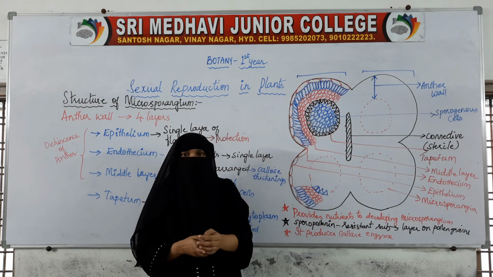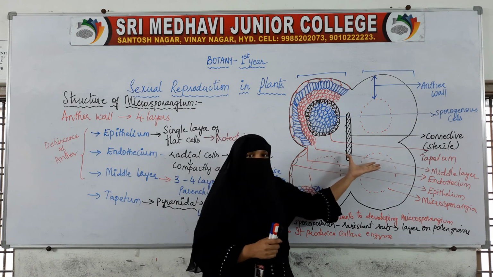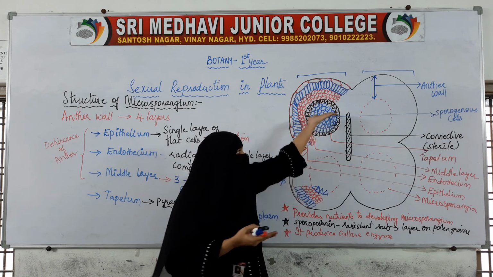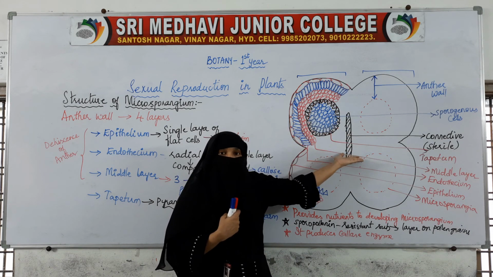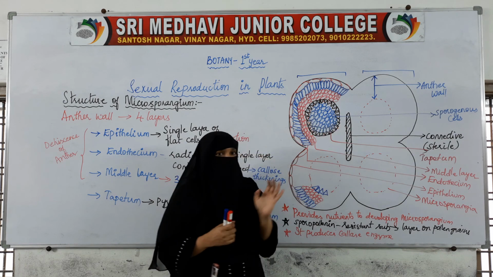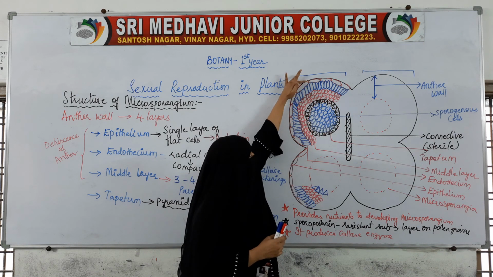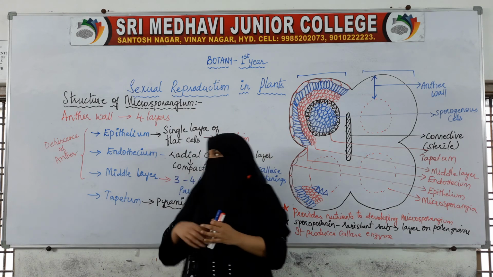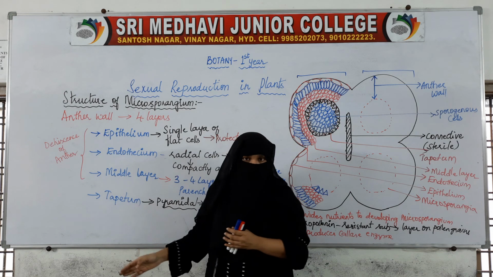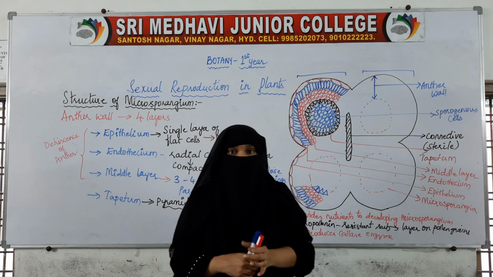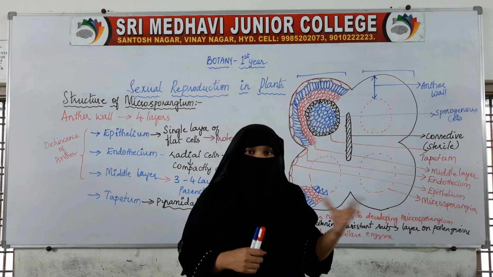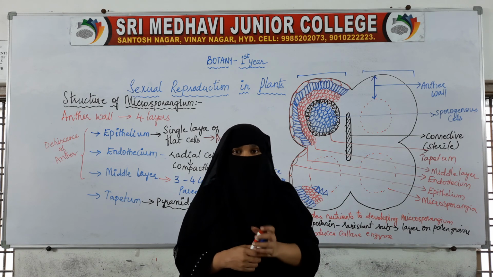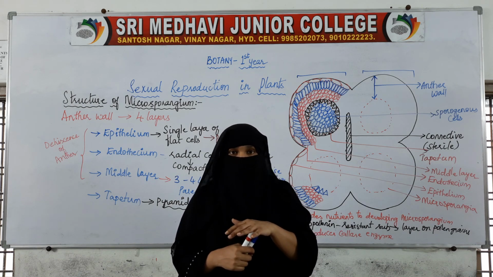This is actually the transverse section of the anther. When we cut the anther, you will see structures like this. The anther wall consists of four layers. This is a very important answer. If you didn't understand, see the video again and learn this answer properly. It is a very important long answer.